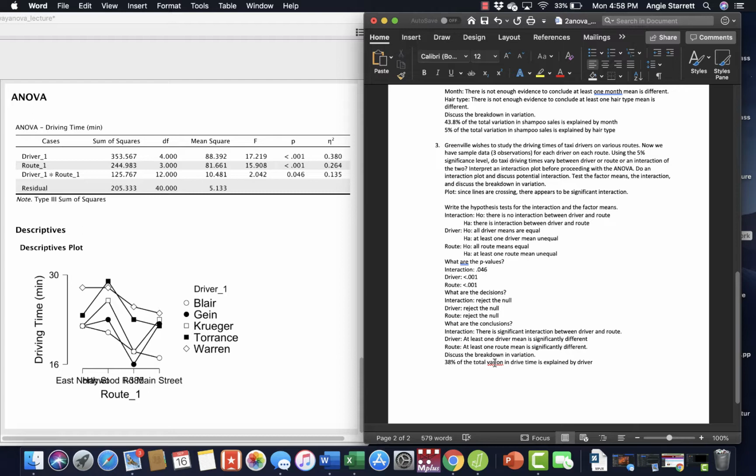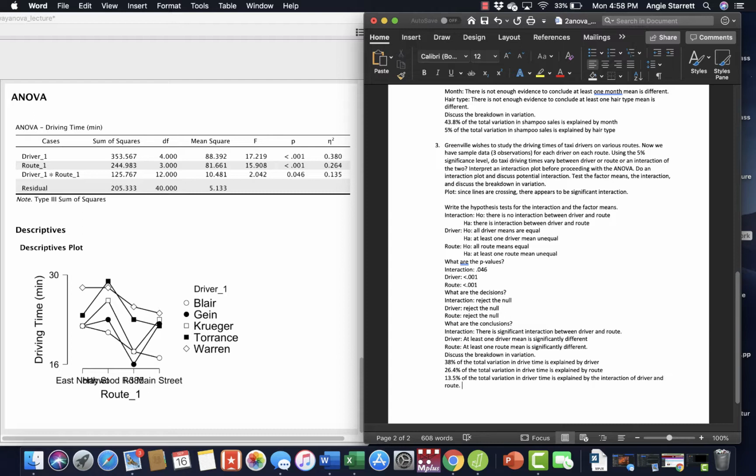All right, we've got 26.4% of the total variation in drive time is explained by route. All right, and then 13.5% of the total variation in drive time is explained by the interaction of driver and route.